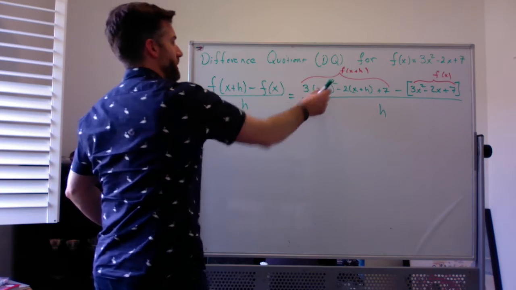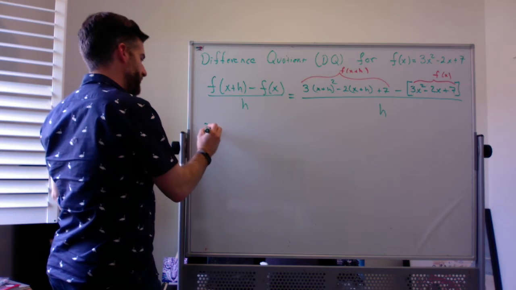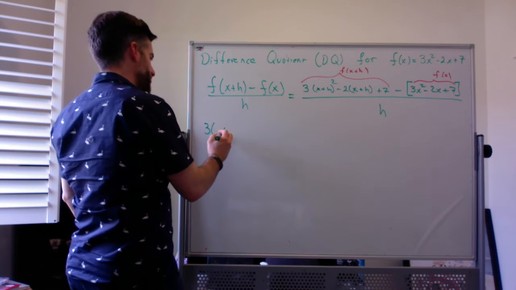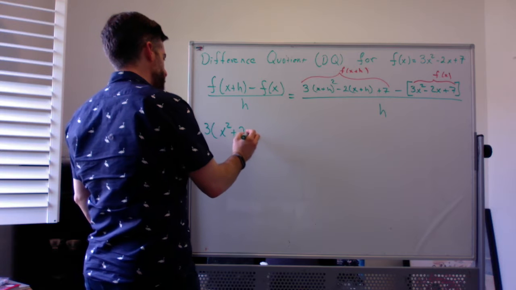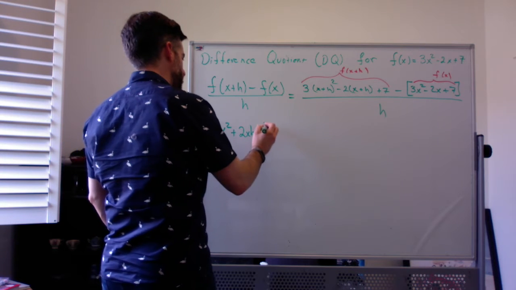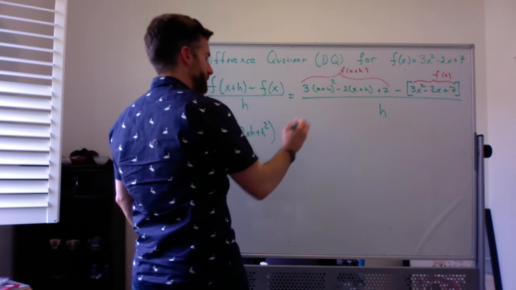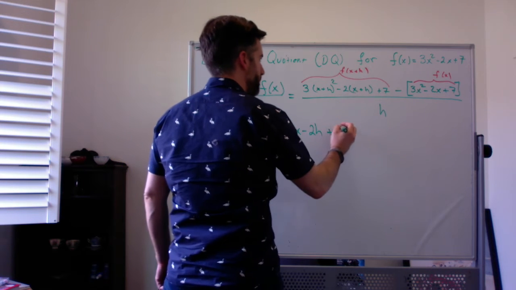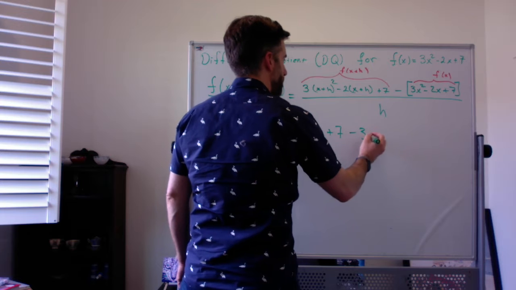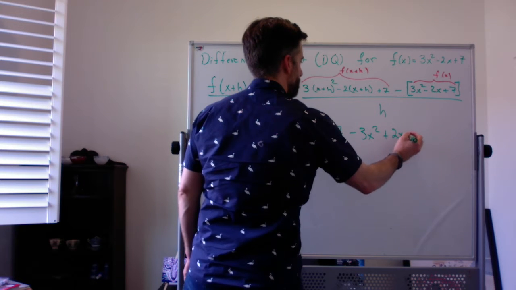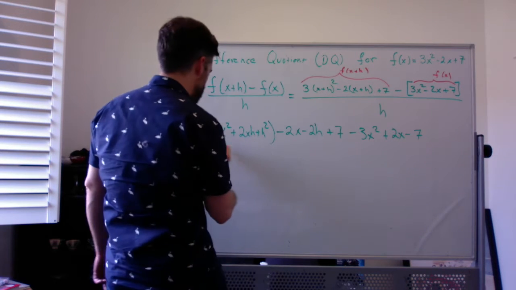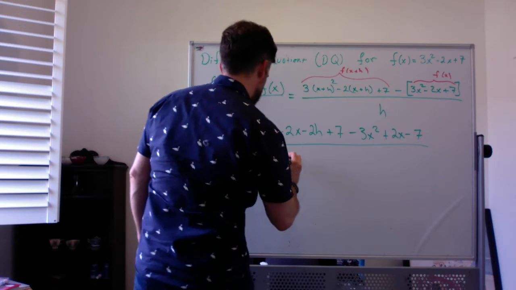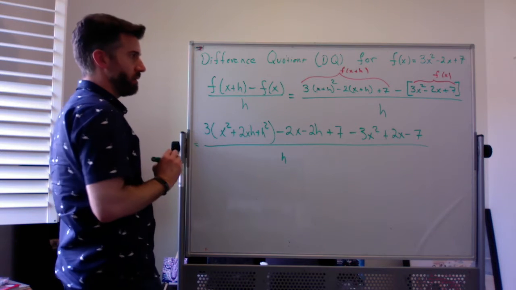So I'm going to multiply x plus h squared. And you're going to see this enough that you're going to know that x plus h squared is always going to be x squared plus 2xh plus h squared. Just distribute the minus 2. So minus 2x minus 2h plus 7, minus 3x squared plus 2x minus 7, all divided by h. And I should have an equal sign here because this is equal to that.